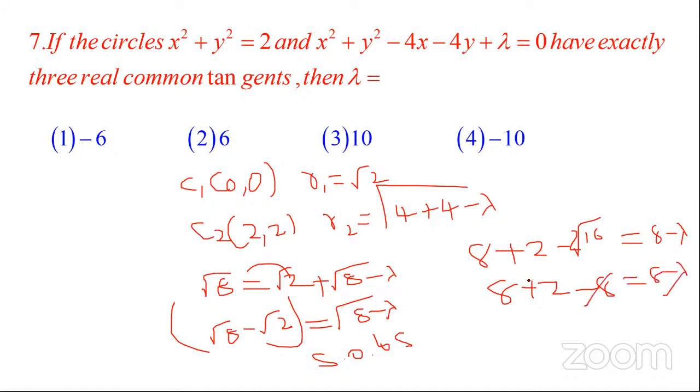So then 8 will get cancelled. Take the lambda to the left side, and this 2 value to the right side. Then lambda equals 8 minus 2, which is nothing but 6. So the lambda value is 6. Option 2 is the correct one.